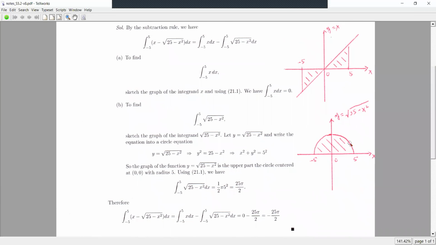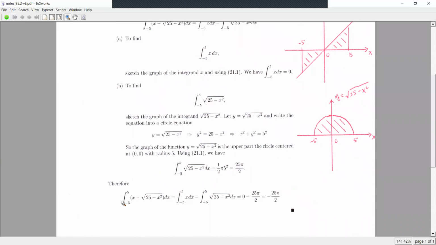Go back to the original integral. Original integral is this integral minus this integral. The first integral is 0. Second integral is this number. So therefore, the original integral is equal to 0 minus this number. It is negative 25 pi divided by 2.